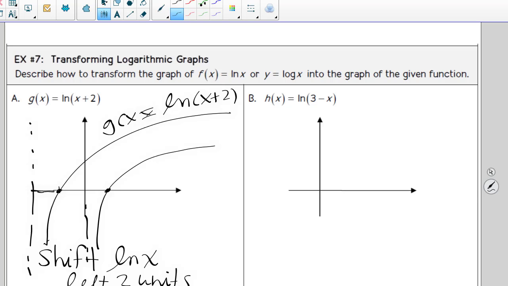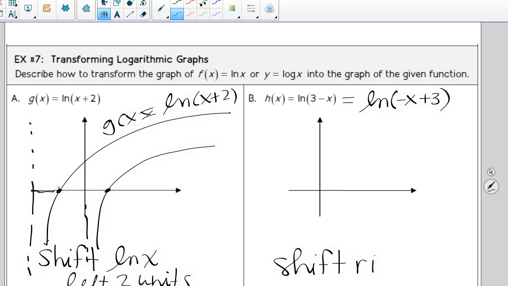Then in B, what's going to happen? It shifts to the right. It's gonna reflect. Let's rewrite it so that we have the x first. We got the natural log of negative x plus 3. So it is going to shift right, oh no, shift left, thank you.